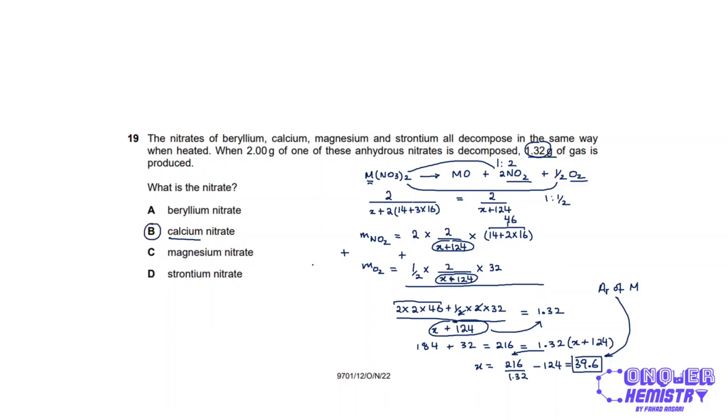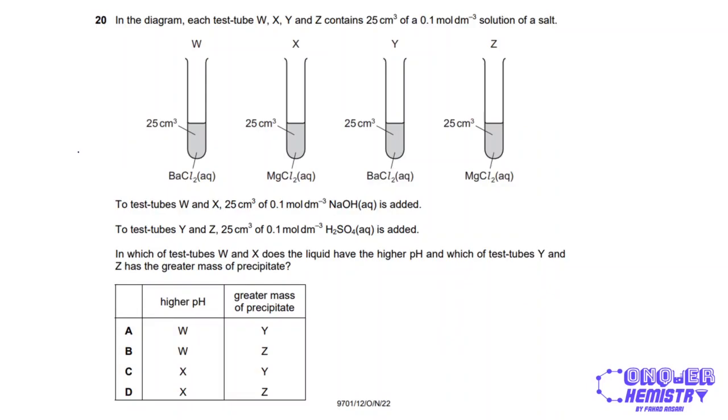Now this approach over here is important because it saves you a lot of time from trying out all of these 4 options and looking at their MRs differently and doing the calculation and seeing whether the masses of the gases that you calculate will add up to 1.32 or not. That will waste a lot of time. You could just keep the X, the AR of the metal, as the variable and solve for X and then compare from the periodic table. Moving on to the next question.